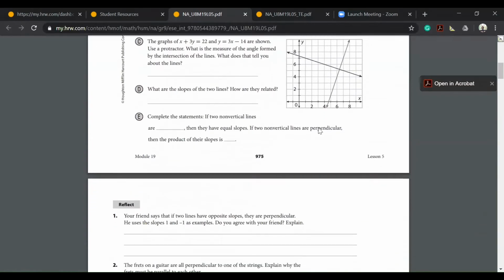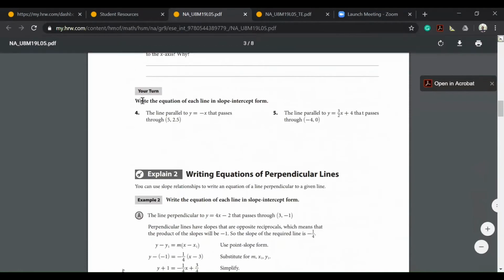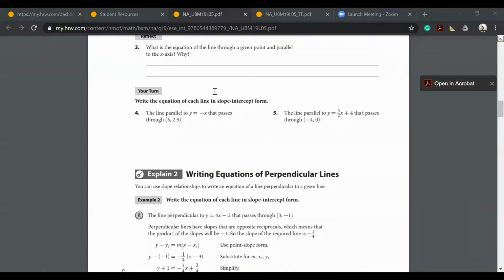Okay, based on this, I left for you question 4 and question 5 to do. Let's do them together. They are very easy. First of all, write an equation of each line in slope-intercept form. And we said that the slope-intercept form is y equal to mx plus b.